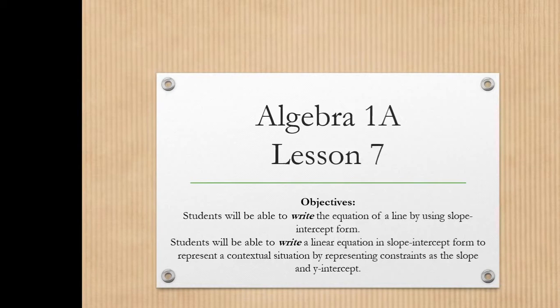Today we will be going over Lesson 7 of Algebra 1A. The objectives for this lesson are so you will be able to write an equation of a line using slope-intercept form. You will also be able to write a linear equation in slope-intercept form to represent a contextual situation by representing constraints as the slope and y-intercept.